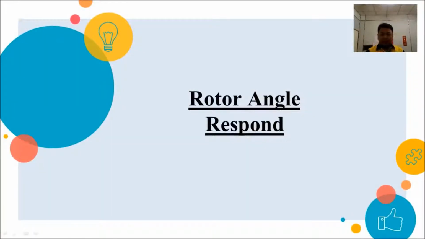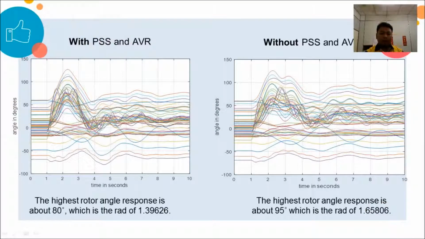Rotor angle response. For the with PSS and AVR condition, the highest rotor angle response is about 80 degrees, which is 1.39626 radians. For the without PSS and AVR condition, the highest rotor angle response is about 95 degrees, which is 1.65806 radians.